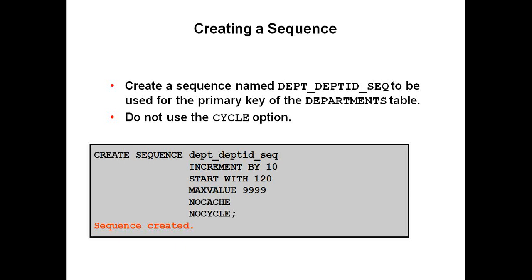And no cache means you don't want to remember these values in the memory. And no cycle means that once the max value is reached, like you got 9990, if you specify cycle, then after 9990 it will start again with 120 and 130, etc. So that is the main thing over there. So cache means it is going to store in the memory, and cycle means it is going to start again from scratch.